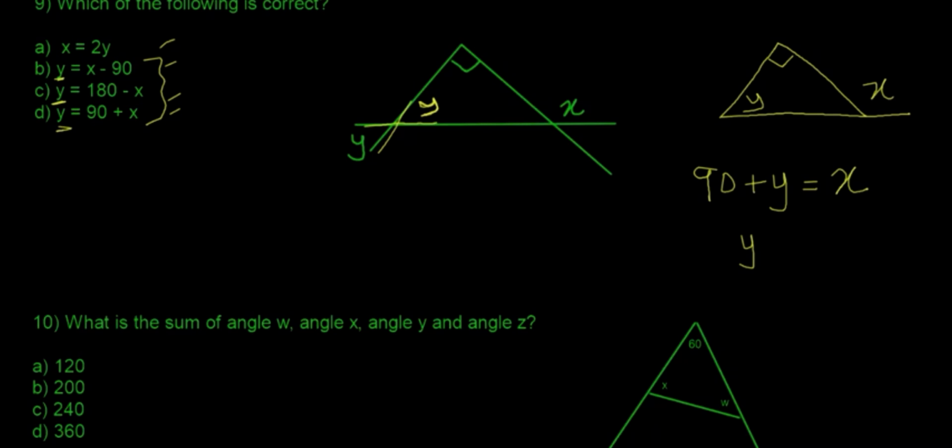So let's make y the formula. I'll take 90 to the other side, so x take away 90. Do we have that in the options? Yes, we do. Here, part B: y equals x minus 90. Done. Let's move on to question number 10.